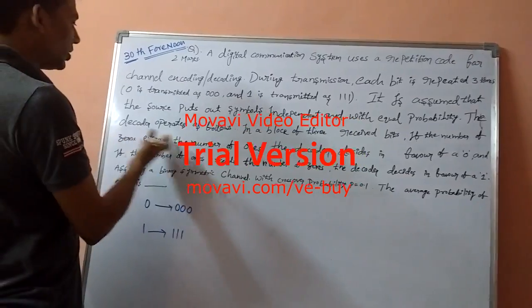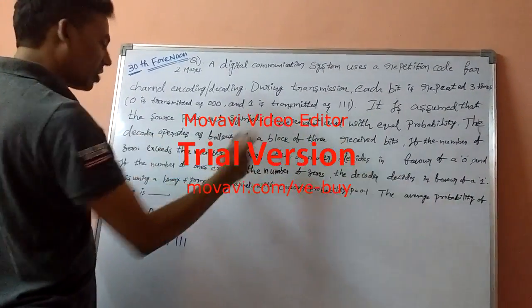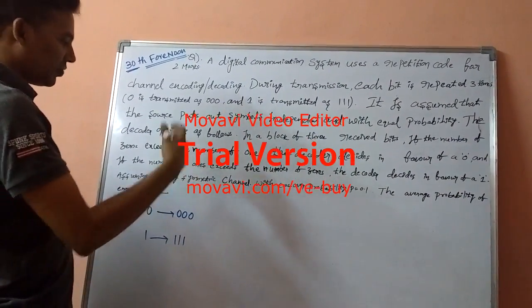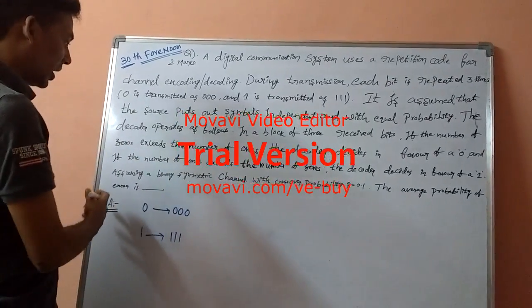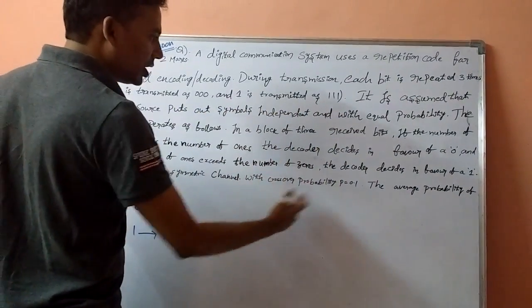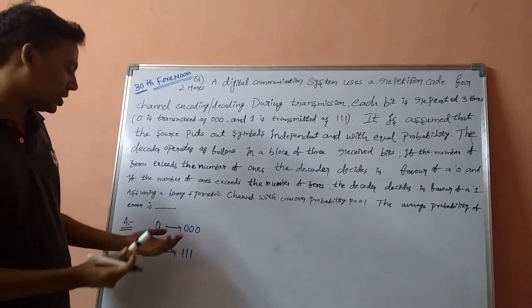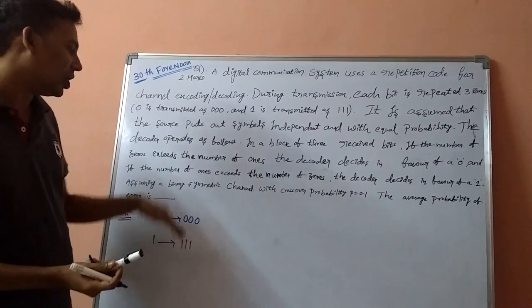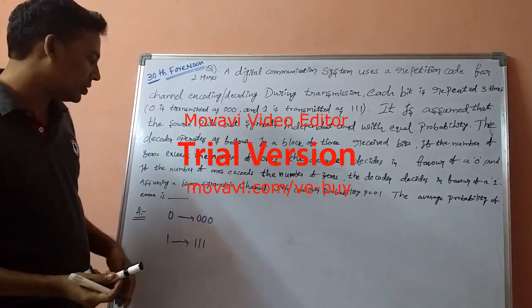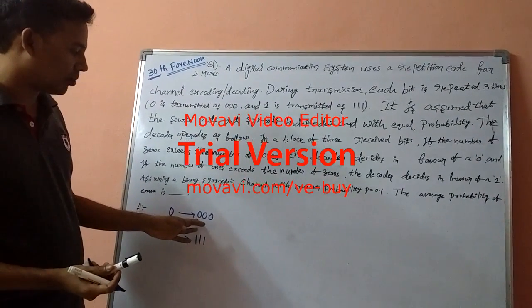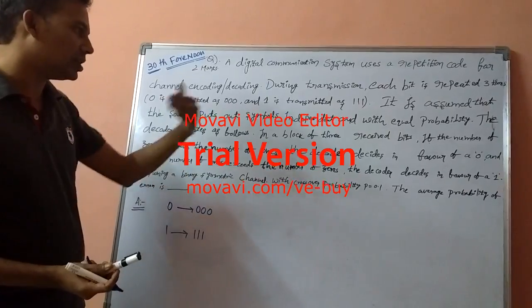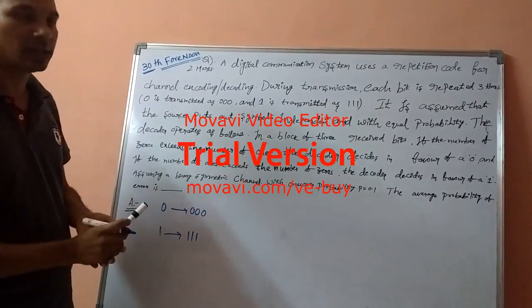If the number of zeros exceeds the number of ones, the decoder decides in favor of 0. And if the number of ones exceeds the number of zeros, the decoder decides in favor of 1. That means whichever is more. Suppose in the received code word there are more zeros, then it is detected as 0, otherwise as 1.